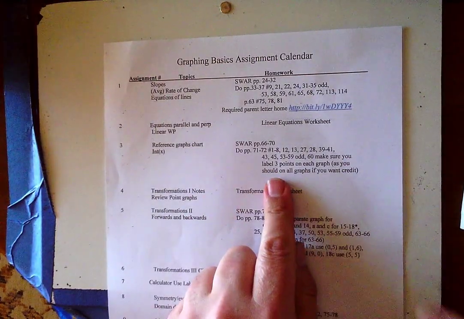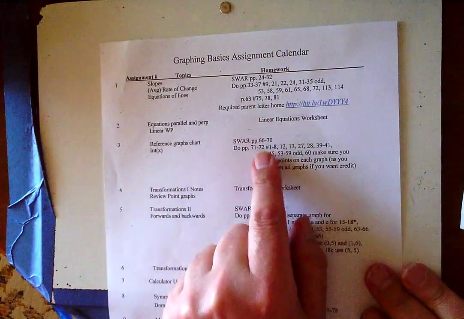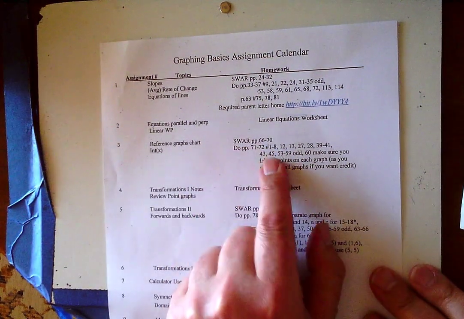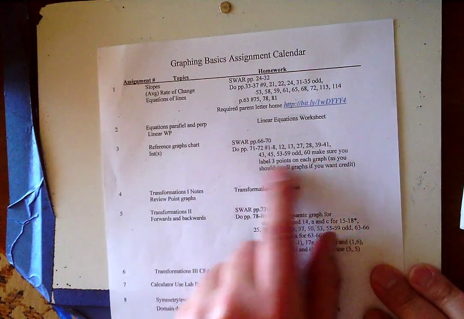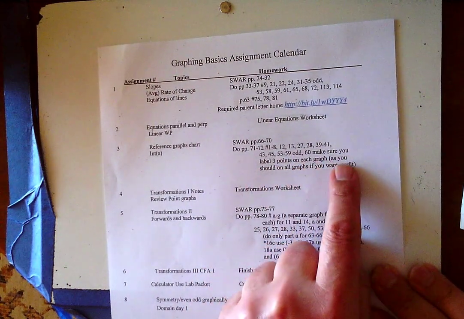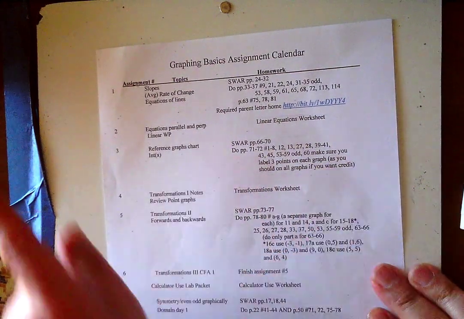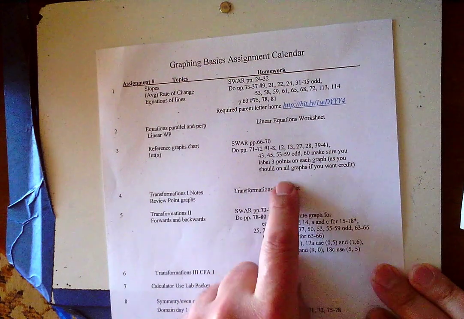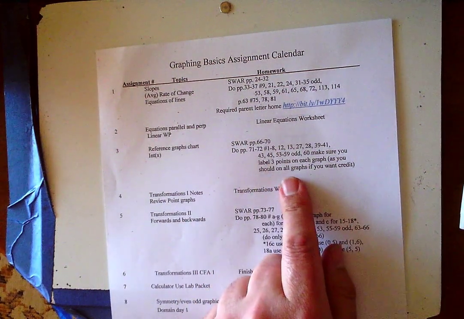All right, well, I hope this video was helpful. The homework tonight is this homework assignment here, assignment number 3. There are, of course, some pages to read actively, and then there's some book work to do. Make sure you label 3 points on each graph, as you should on all graphs if you want credit. Not off to the side, but on the graph itself, right? No credit if you don't label those graphs.